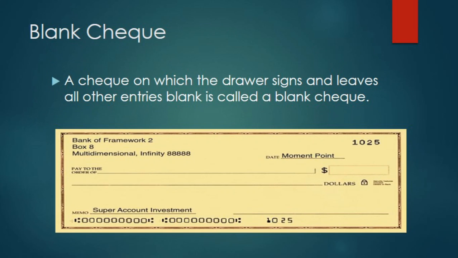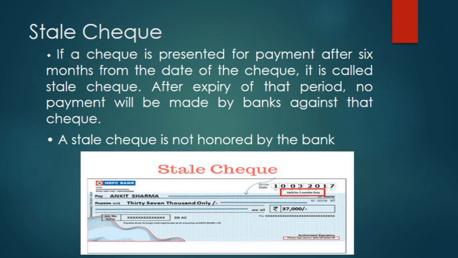The next is a blank check. A check on which the drawer signs and leaves all other entries blank is called a blank check. Next is stale check. When the validity of a check has already expired, it is called a stale check. The maximum time for presenting a check for payment from the date of drawing was only 3 months. Now it has been extended up to 6 months. So after the lapse of this time, the check becomes a stale check. A stale check is not honored by any bank.